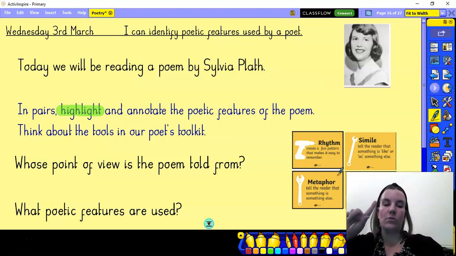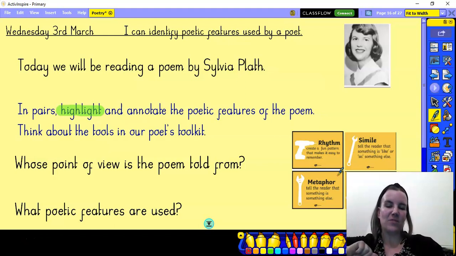But the first thing that I want you to think about when I'm reading it is what point of view is this poem being told from? So you'll see the word I is used quite a lot in the poem. Can you figure out what I is? And I purposely said what and not who, because it's not a person, it's an object. We'll look at it in a moment.